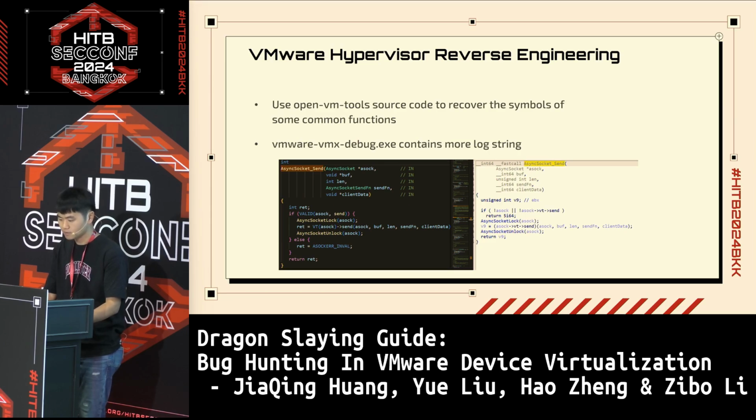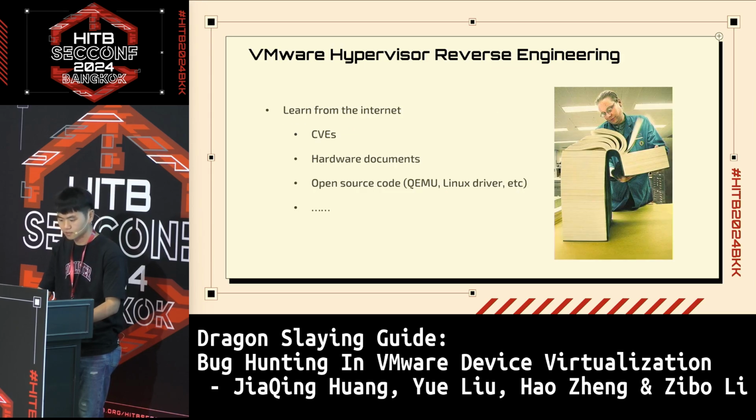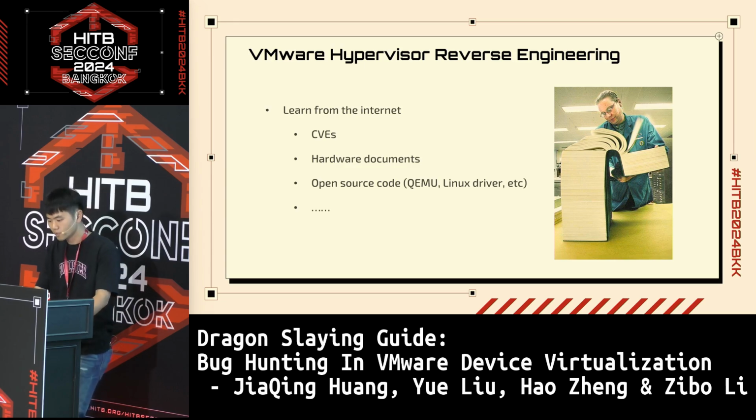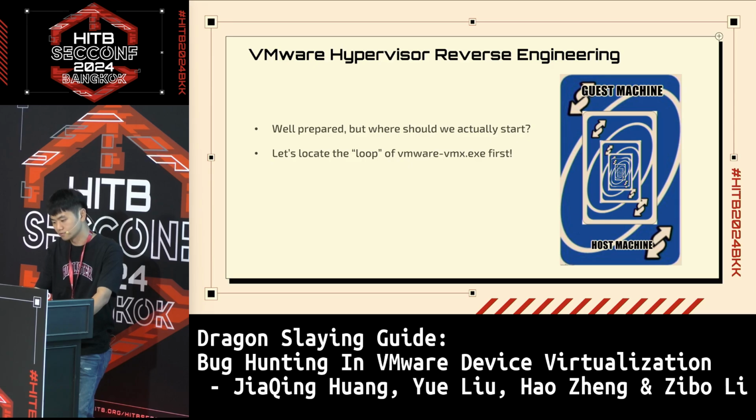Although the VMX binary doesn't have symbol information, open-vm-tools shares a lot of code with VMX, especially some general structures and functions like hash tables, events, and async sockets. Of course, we can learn a lot from old CVEs, hardware documents, and even open source code like QEMU and Linux drivers. All this can help speed up the reverse engineering.